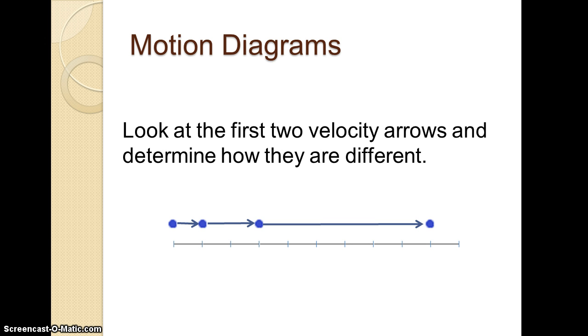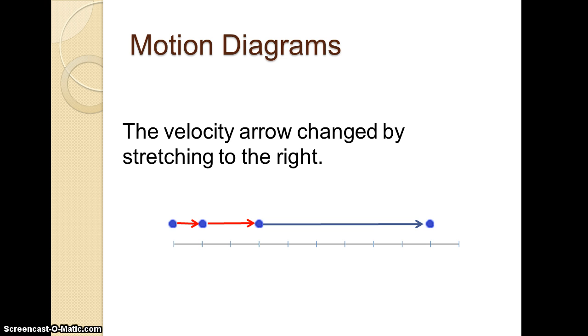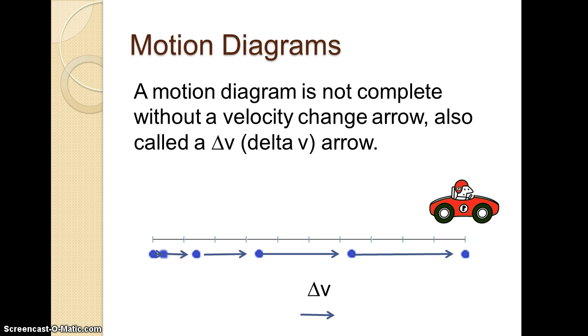The way we figure out how to draw a change in velocity arrow is we look at the first two velocity arrows and determine how they are different. This second arrow is longer than the first. Therefore, the object must have been speeding up. So we can say that the velocity arrow changed by stretching to the right. So when we go to add our velocity change arrow, we will add an arrow pointed to the right. This arrow will be labeled with delta V for velocity change arrow.